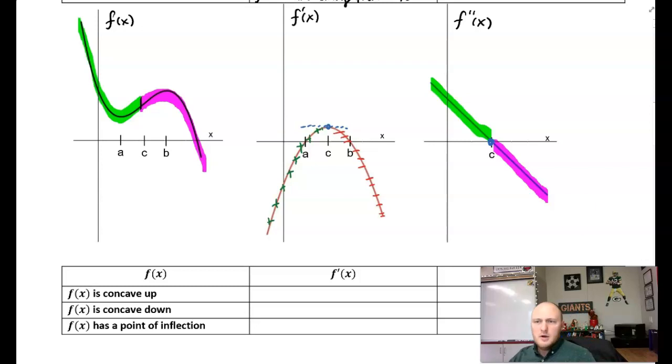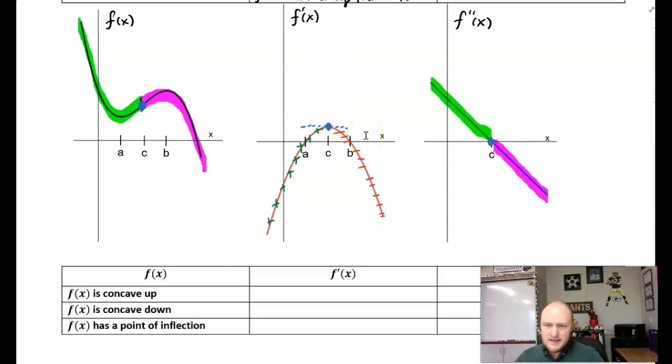Additionally, I would like to tie in together where f double prime crosses the x-axis, where we change from positive to negative. This is what's known as an inflection point. So that inflection point is here at c, and notice that that's the maximum value on our f prime graph. That's the steepest positive value that this slope has here for f prime.